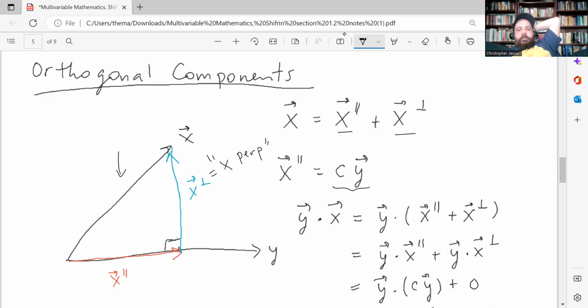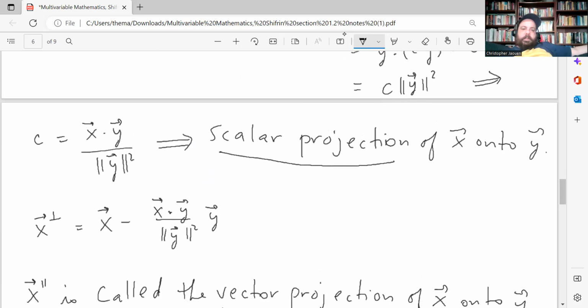If you take the dot product of y with x, where x is written like this, then we get y dot x parallel plus y dot x perp. Y dot x perp is 0 from the definition of orthogonal vectors, and since the parallel vector x is c times y, then you get c is equal to x dot y over the length of y squared. This formula is called the scalar projection of x onto y, or actually, without the square, that would be the scalar projection. But this formula gives you the value for c.